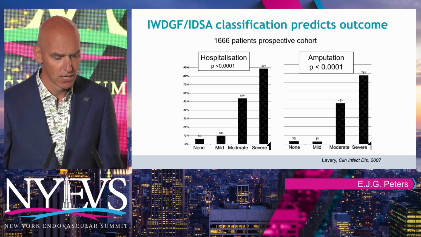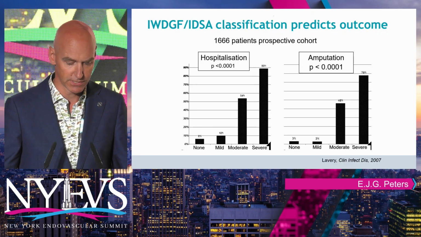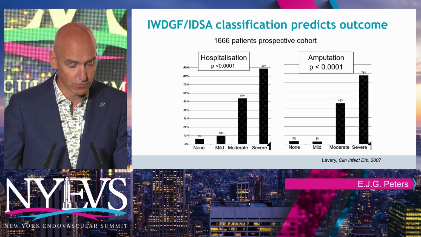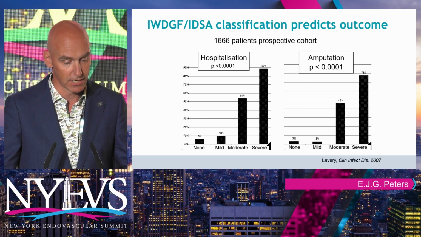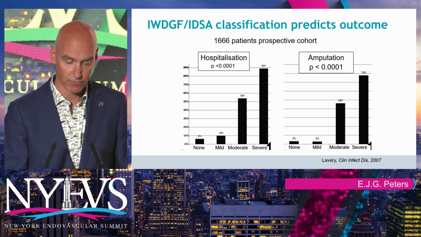Why do we do that? Because the difference in grades leads to different outcomes. This is a study by Professor Lavery in South Texas, where they found that patients in the higher infection grade groups had more hospitalizations and more often amputations.